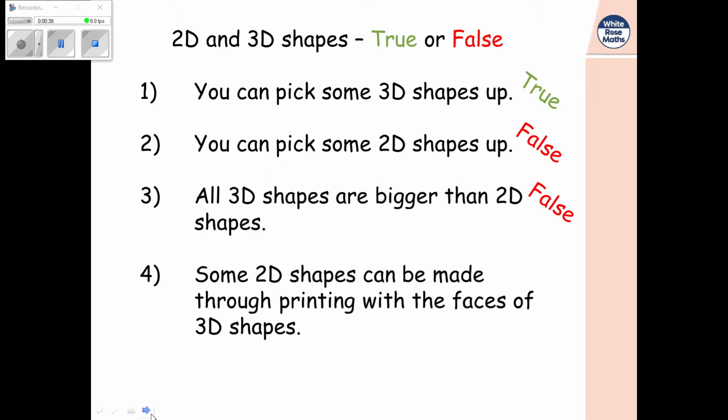Number three, all 3D shapes are bigger than 2D shapes. That is false. You could have a massive 2D shaped rectangle, for example, and you could have a tiny 3D sphere, which is smaller than the square or rectangle. Number four, some 2D shapes can be made through printing with the faces of 3D shapes. That is true. Well done if you got any of them right.